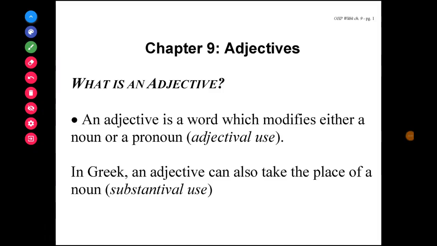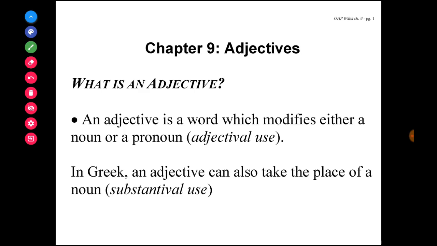Welcome to Module 5 on the Greek adjective. This covers Chapter 9 in your Mounts textbook. So what is an adjective? Well, an adjective is a word that modifies either a noun or pronoun. It's what we call adjectival use. But the Greek adjective actually performs more than one function.